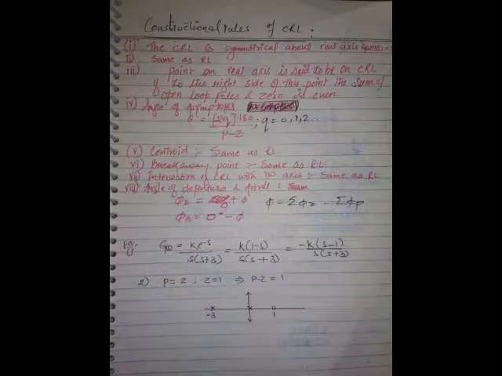Rule number 1. The CRL is symmetrical about the real axis. In brackets you write g of s h of s equal to 1. This is the condition: G of s h of s equal to 1.